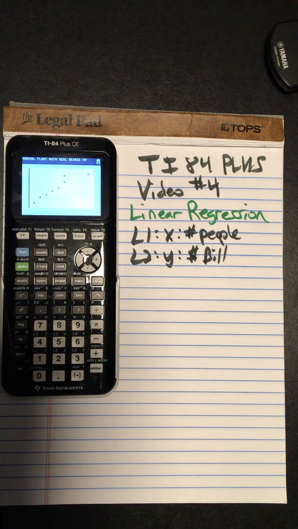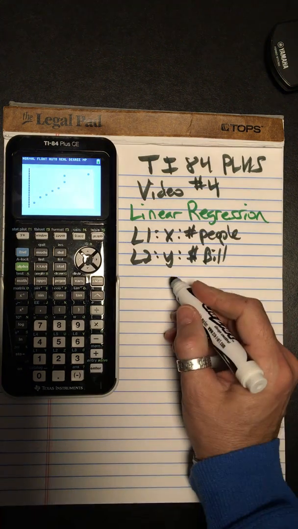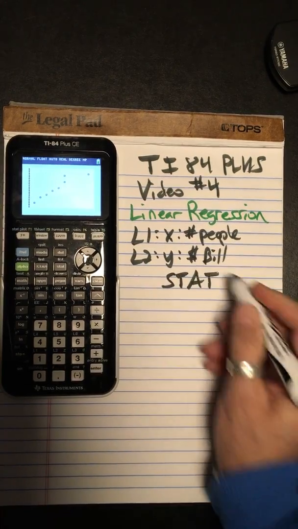And so now I can go with Zoom 9 and notice there's my scatter plot, which is what we did in video 3. Now with video 4, what we're going to do is ask the calculator to apply the least squares method to find the line of best fit. To do that, we're going to go to a very familiar button that we've used before, and we should be getting used to this button.